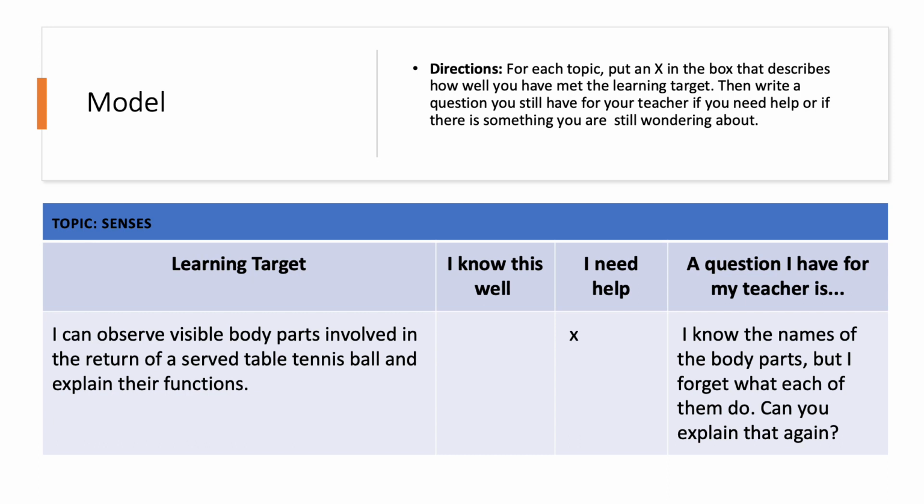So I still need a little bit of help. So I'm going to put it in there. And I'm going to write, I know the names of the body parts, but I forget what each of them do. Can you explain that again? Notice how I stopped and I went over each of the parts of the learning target, making sure that I could give myself a summary of the most important things in this learning target. Okay, so I know what I'm doing, but this part is still confusing to me. I want to talk to them about it.